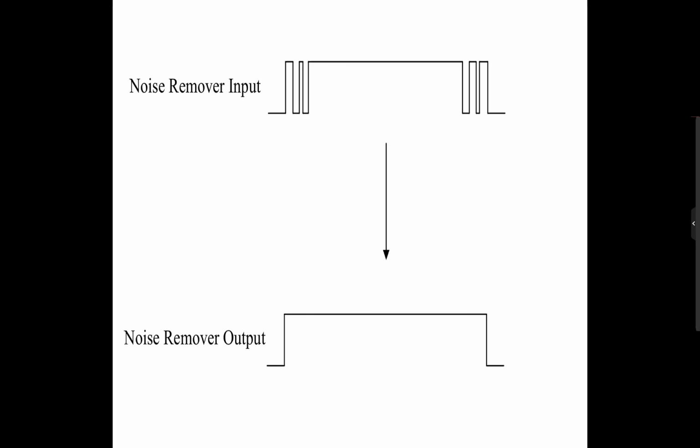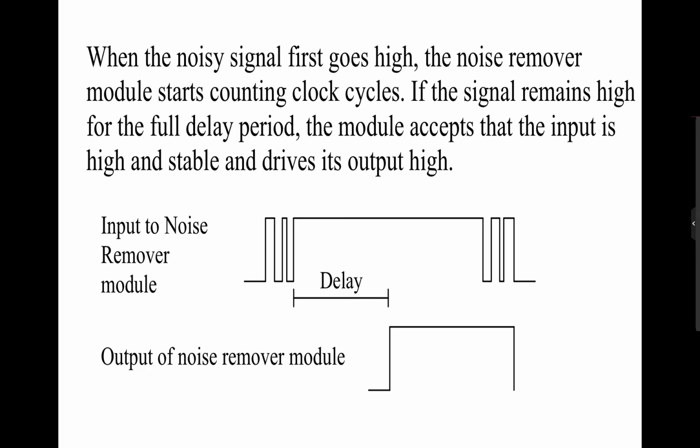So now let's discuss how we will make the noise remover module. When the noisy signal first goes high, the noise remover module starts counting clock cycles. If the signal remains high for the full delay period, the module accepts that the input is high and stable and drives its own output high, as shown here.